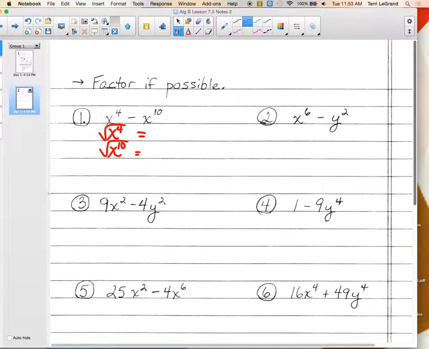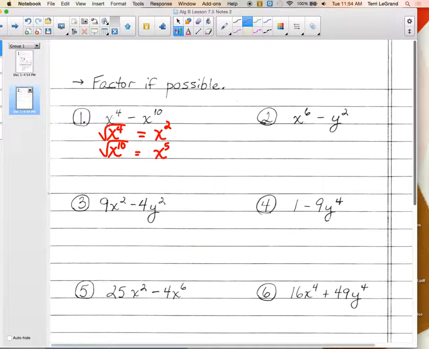What is the square root of x to the 4th? X to the 2nd. 2 plus 2 is 4. What is the square root of x to the 10th? X to the 5th. 5 plus 5 is 10.